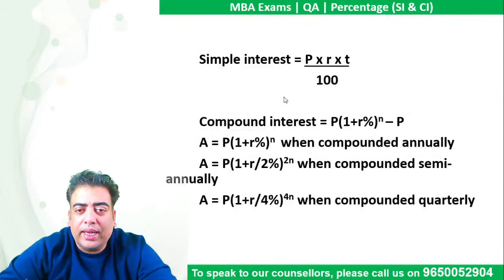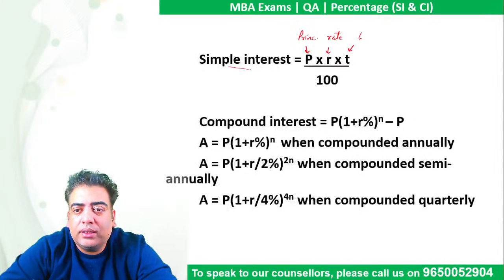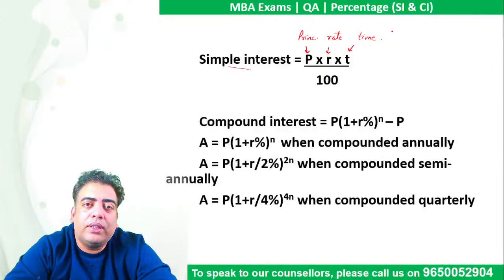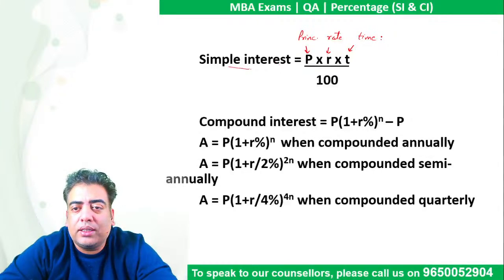So let's talk about SI and CI. It is a very easy topic because it is directly formula based. The formula for simple interest is P into R into T upon 100. P is called the principal value, the amount which we have invested. R is called the rate of interest, and T is the time for which we have invested the money. Please keep in mind, in case of simple interest, time is always considered in years.